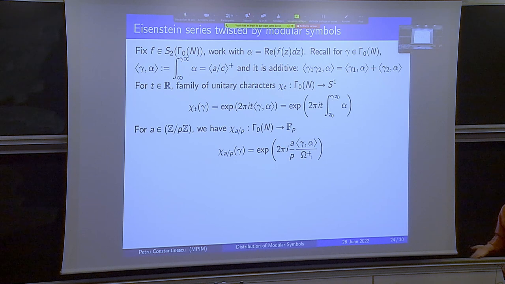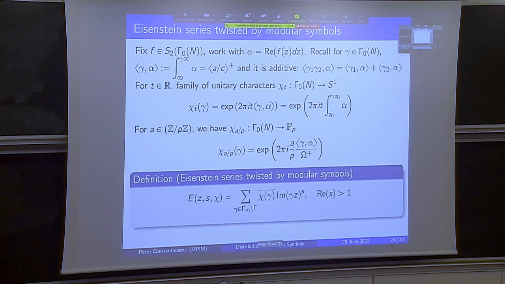So this will be the object we want to study. There are two different objects, a continuous twist and a discrete twist. This will give us the normal distribution, and this one will give us the distribution mod P. The analytic objects we work with are the Eisenstein series twisted by modular symbols. So chi is a character of this type. If I didn't have the character, this would be the standard definition of the spectral Eisenstein series.